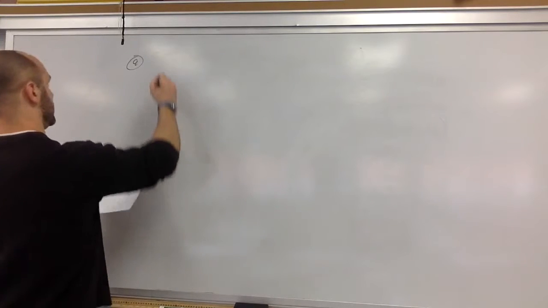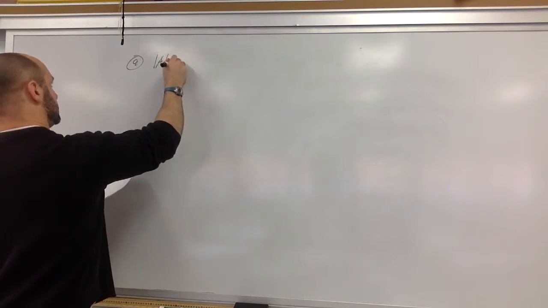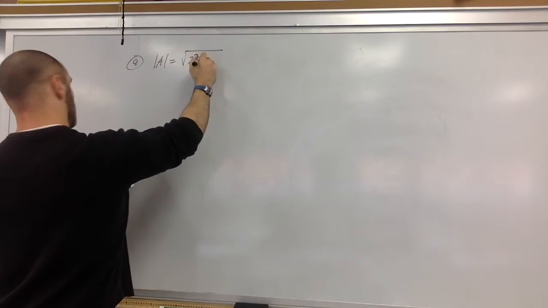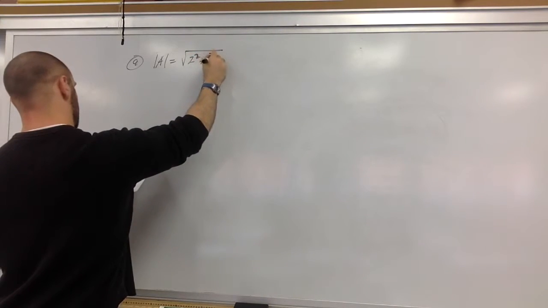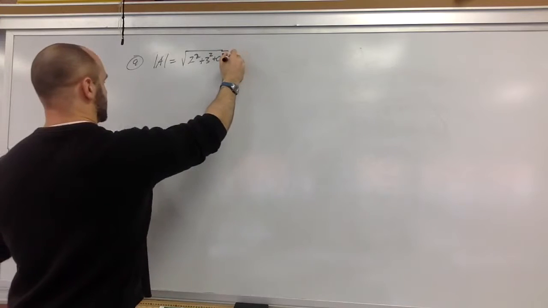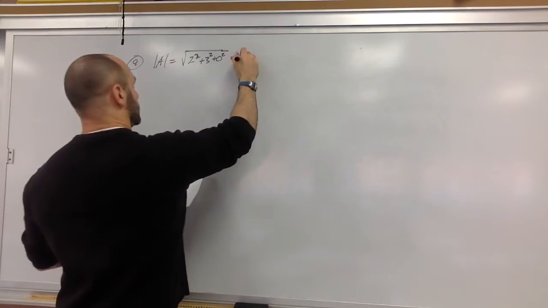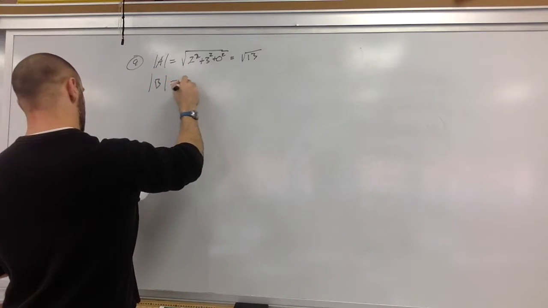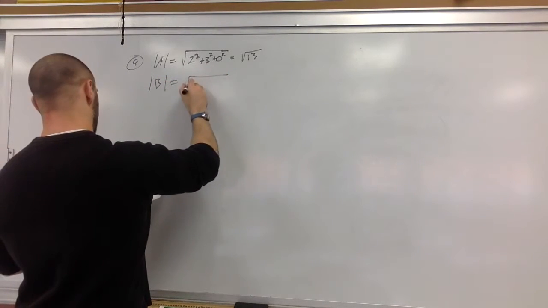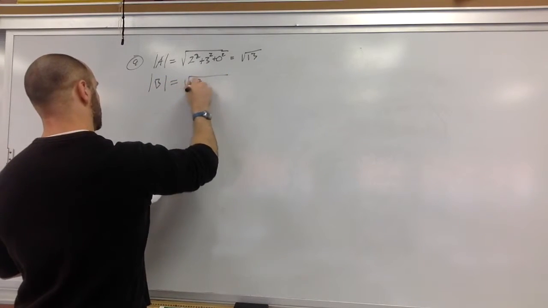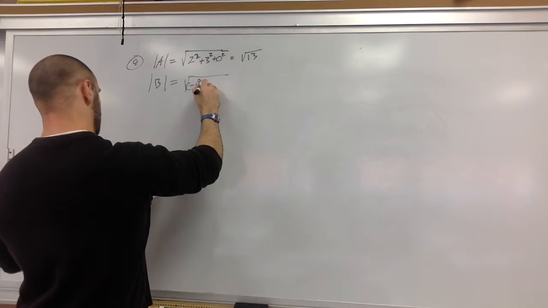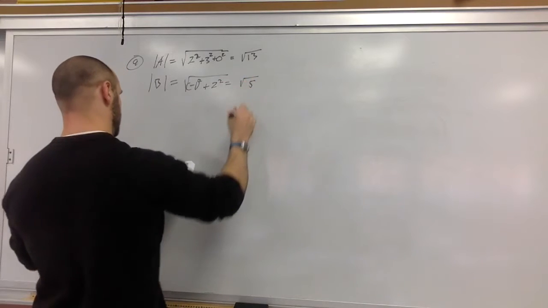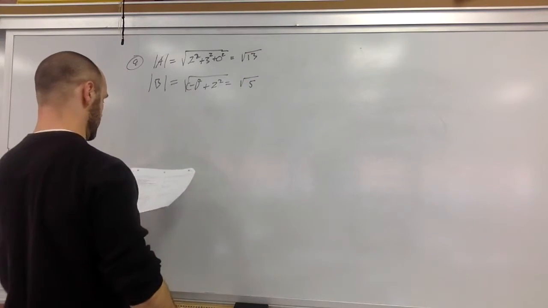All right, so for part A, to find the magnitude of A, I'm going to do the three-dimensional Pythagorean theorem, although you could just do it two-dimensionally. And you get the square root of 13. The magnitude of B is the square root of negative 1 squared plus 2 squared, so we get the square root of 5. All right, so there's the magnitude of each one.